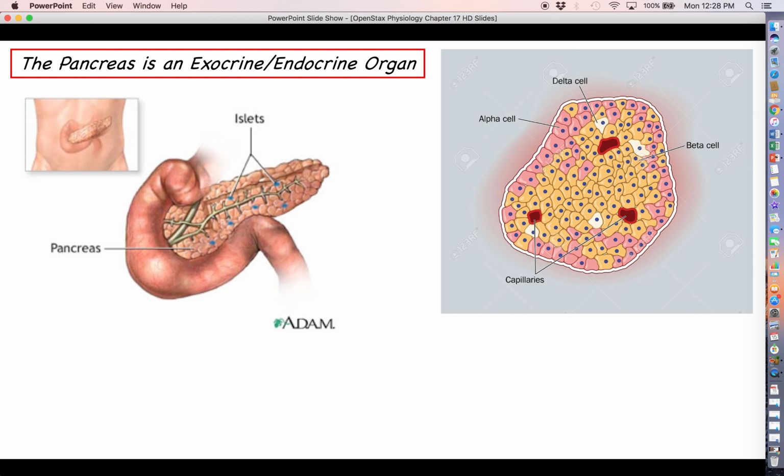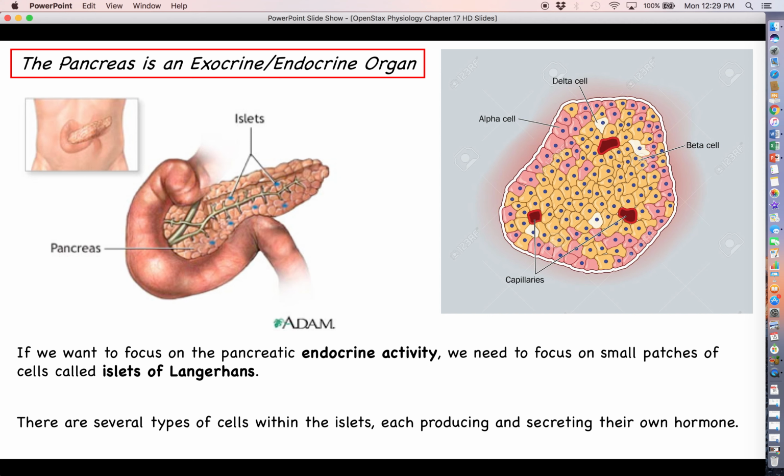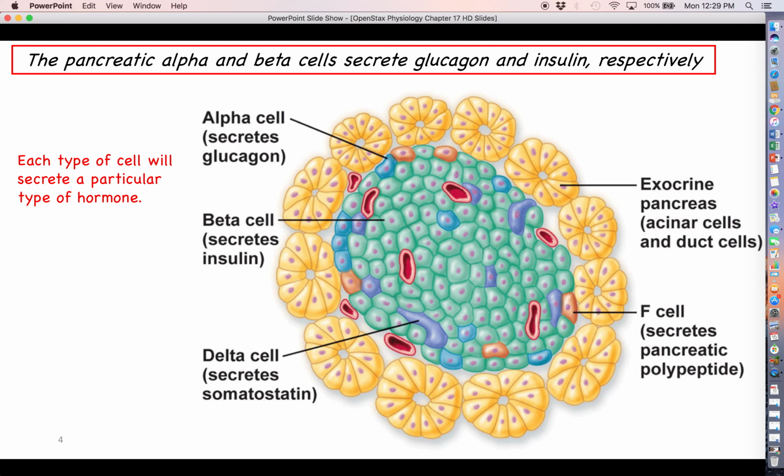If you want to focus on the endocrine nature of the pancreas, then you have to look for these little patches of cells called islets of Langerhans, or just pancreatic islets. These islets contain several different types of cells called alpha cells, beta cells, delta cells, and F cells, which are each going to secrete their own particular type of hormone.